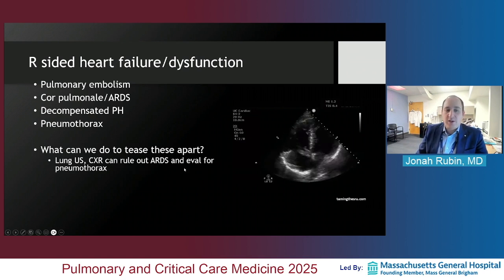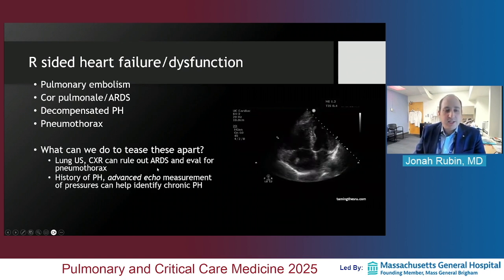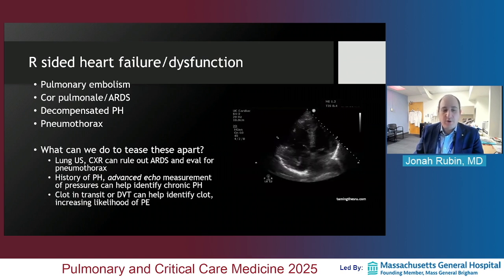Chest x-ray and ultrasound can help you with a pneumothorax, with ARDS, and with a history of PH, it can help you clue in if there's some PH in the background. There are advanced echo measurements to help you tease apart if somebody might have a component of chronic PH. And like I mentioned, a clot in transit or a lower extremity vascular exam can help you identify a DVT, which could increase your likelihood of a PE.